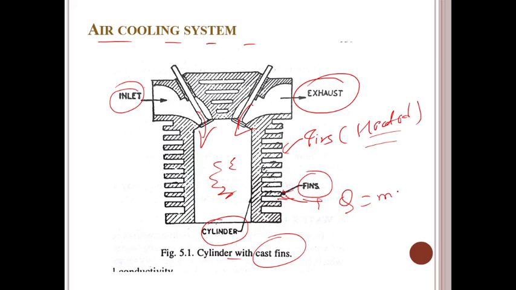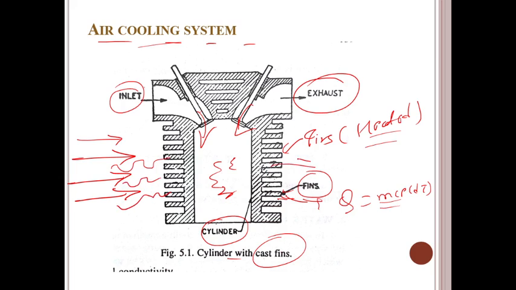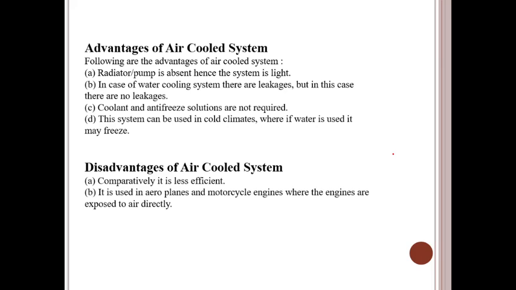We know the heat is m c_p dT, the inlet temperature minus the outlet temperature difference. So this is the air cooling. When the automobile moves, air continuously strikes the fins and removes the unwanted heat from the fins into the surroundings. So this is the explanation of the air cooling system. So what are the advantages of this air cooling system?